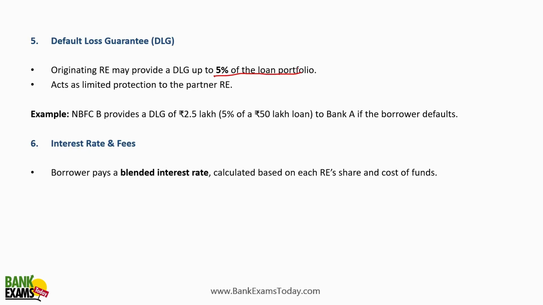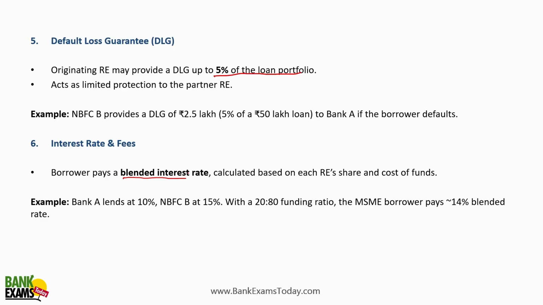The borrowers are going to pay a blended interest rate. So what is blended interest rate? For example, Bank A lends at 10%, NBFC is lending at 15%, and their funding ratio is 20 to 80. So the MSME is going to pay roughly 14% blended rate, right? So blended rate is a new concept used. This is a method used to calculate the interest. Basically it is a weighted average, with the funding ratio being the weights and the interest rates being the values, right?